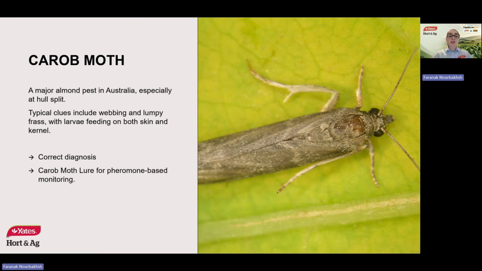Carob moth is a major almond pest in Australia, especially during hull split. Typical clues include webbing and lumpy frass, with larvae feeding on both skin and kernel. The first step is the correct diagnosis. As I said, it can be mistaken for other pests, so it's very crucial to identify this pest correctly first. Then we can think about the second step, which can be monitoring and also traps or lures for pheromone-based options.